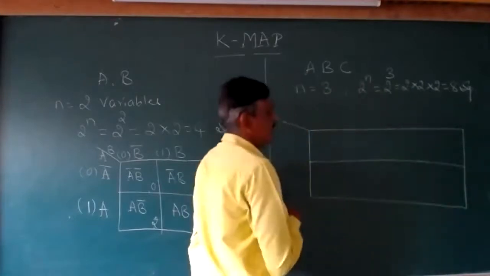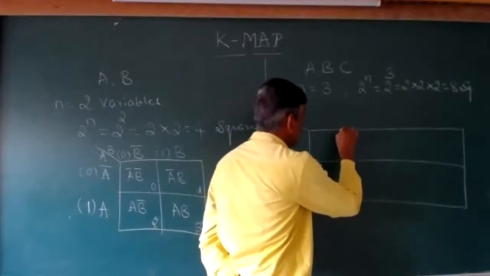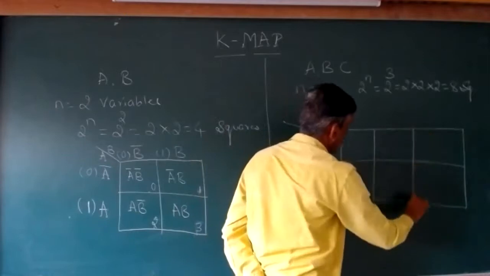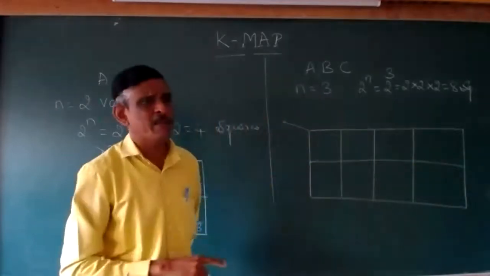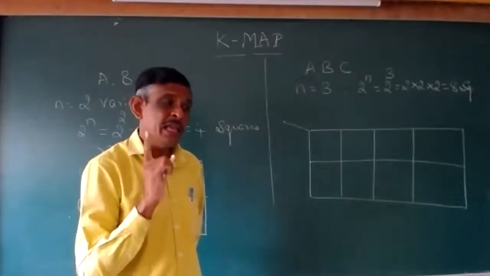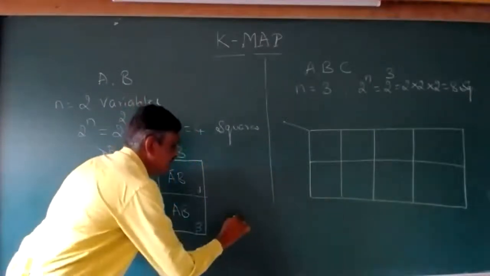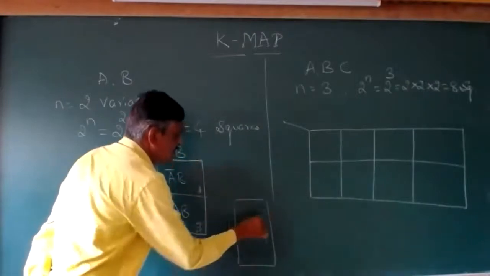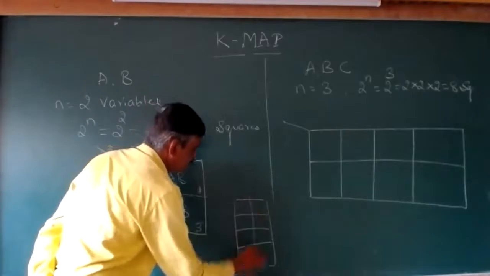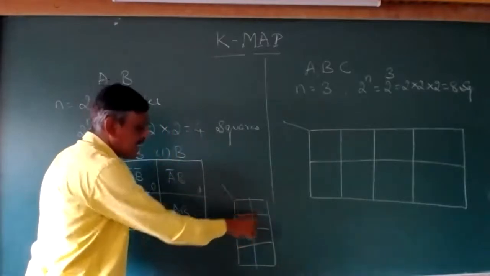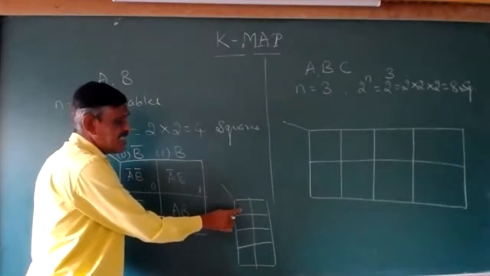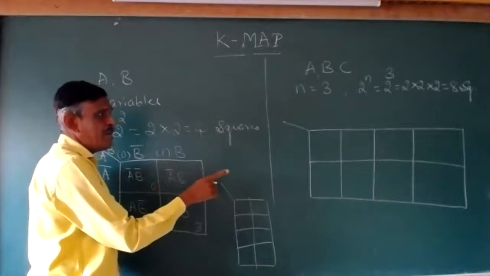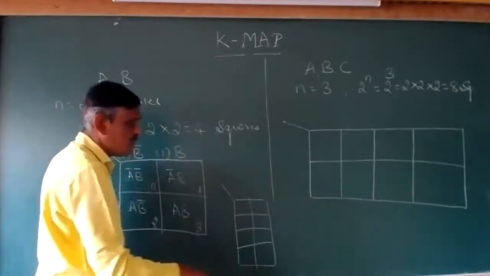Two rows are there. Now make it 4 columns. First column, second column, third column, and fourth. This is the way you have to represent a 3 variable K-map. Not like this. You should not write like this. Right? 1, 2, 3, 4. Number of squares are 8 only. But this is the wrong way to represent a K-map. In a 3 variable K-map, we need 2 rows and 4 columns only.